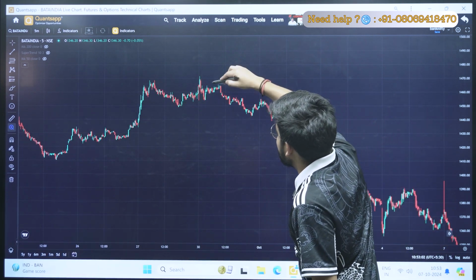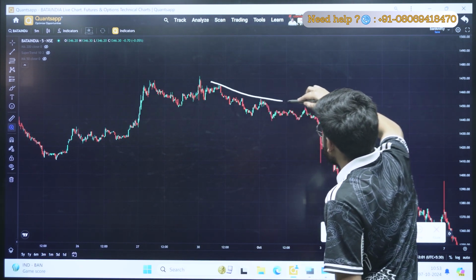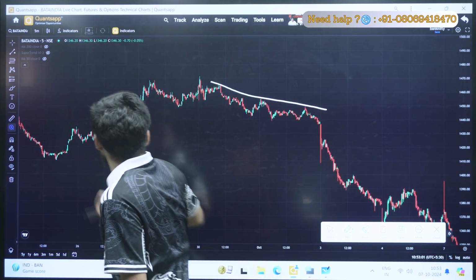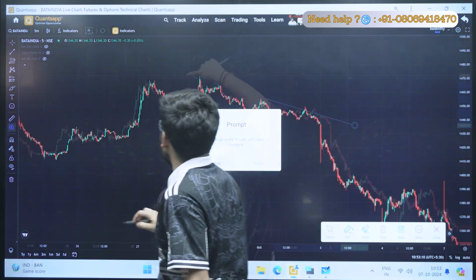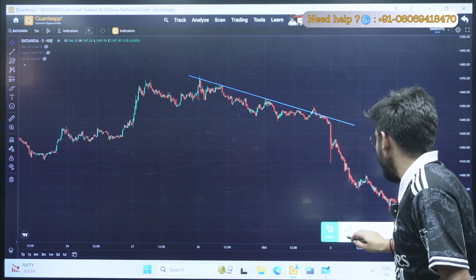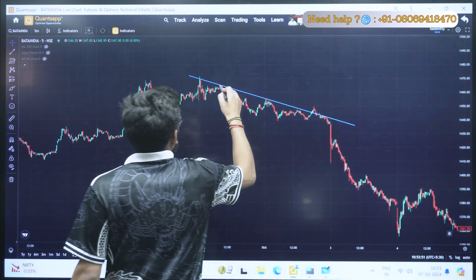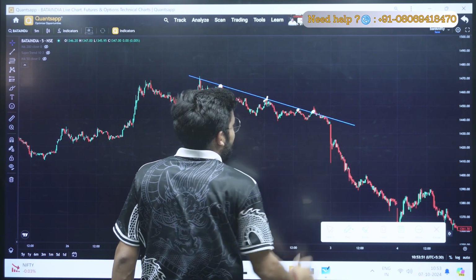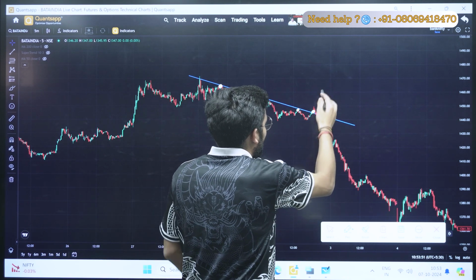See, you can see there is a trend line at this level, right? I think I have not drawn it properly. Okay, so I'll try to make it with a straight line. Okay, you can see I have drawn the trend line. Now you can see there was one touch here, second touch here, third touch here, and then it broke out of this trend line.